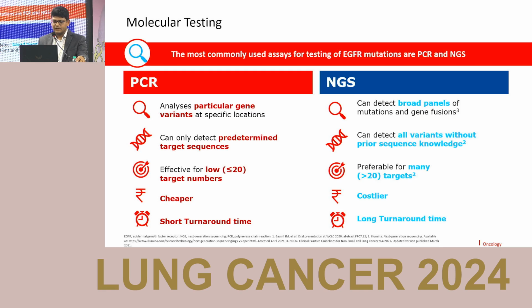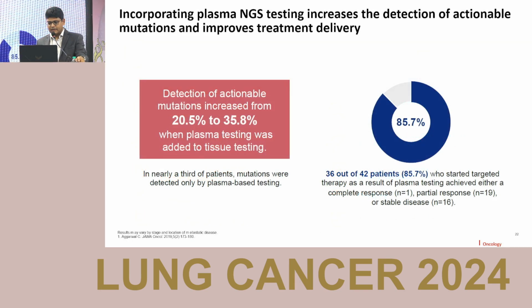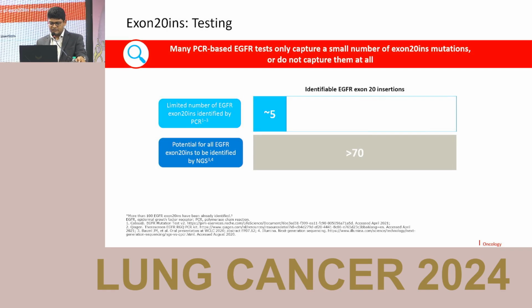Again, some important points while we practice: if we do PCR, a lot of EGFR exon 20 insertion mutation would be missed. We have seen when we have transitioned from doing PCR to hotspot panels to now broad panel NGS, we pick more exon 20 insertion mutation, and this is true for other mutations also, not only EGFR exon 20 insertion mutations. Again, if you combine solid plus liquid, chances of picking up actionable mutation increases.